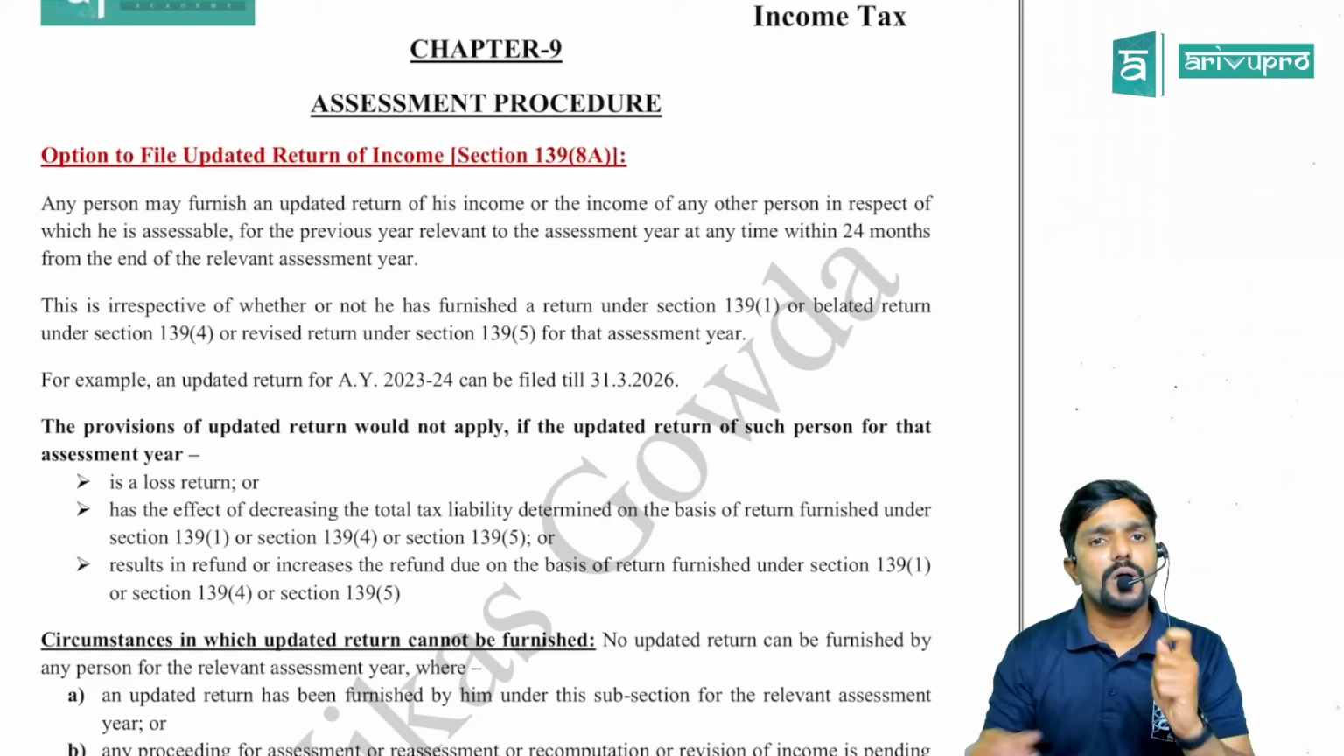Yeah, within 24 months from the end of relevant assessment year. This is irrespective of whether or not he has furnished a return under section 139 subsection 1 or belated return under section 139 subsection 4 or revised return under section 139(5) for that assessment year. Means whether or not you have filed the return within due date or belated return or revised return, you can still file updated return, guys.